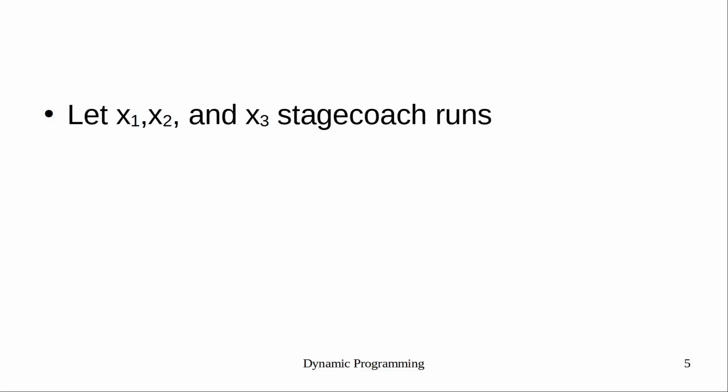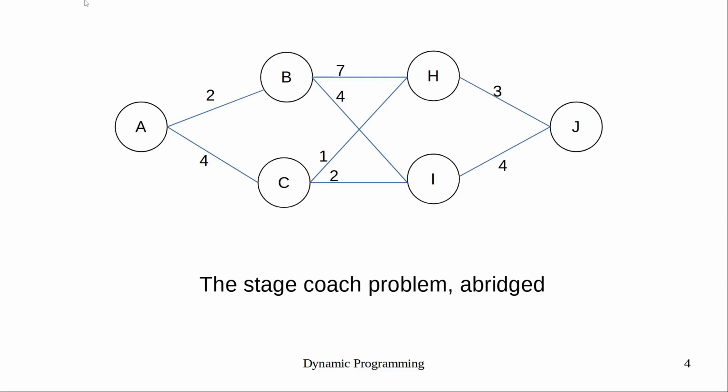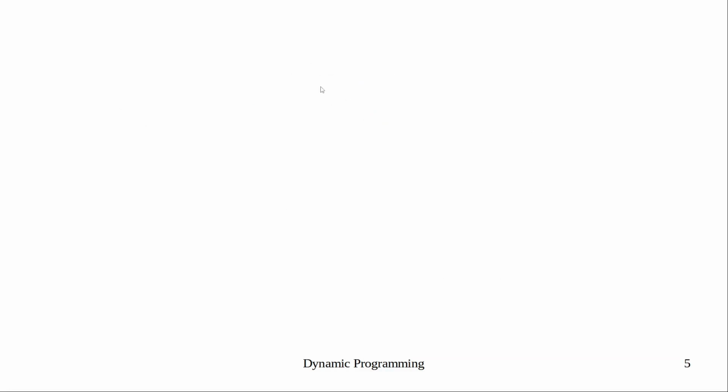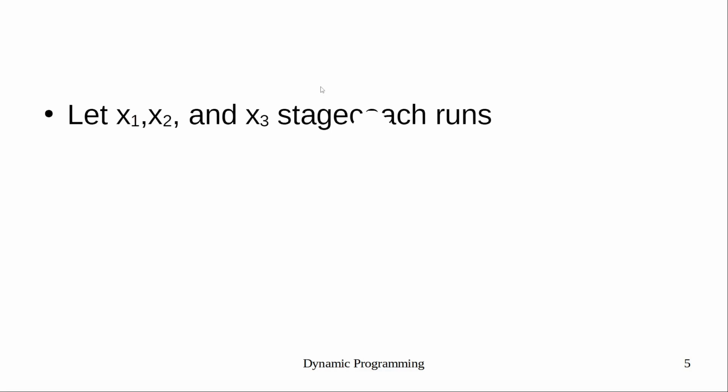Now what are these stagecoach runs? Let's get back. These blue lines are nothing but the stagecoach runs. Well, in between two stages, there are many such lines, and you choose one variable to define the run in between two states. So if he has to go from A to J, he has to take stagecoach run x1, stagecoach run x2, and then stagecoach run x3 to finally reach J.